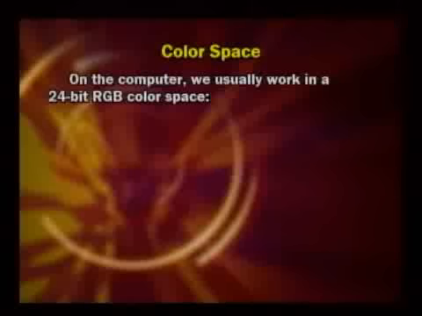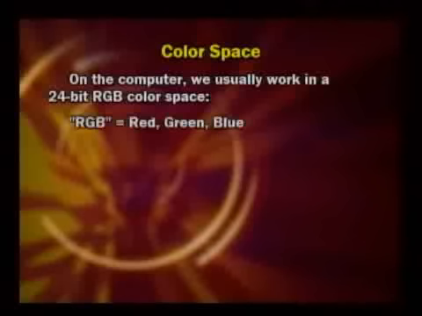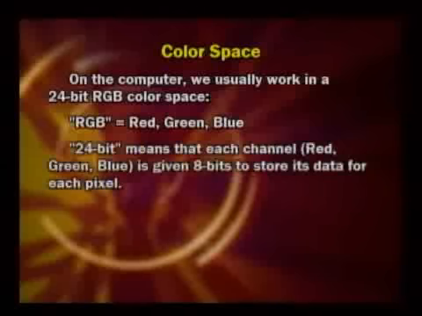When we're working on the computer, we work in what we call a 24-bit RGB color space. Anybody want to field a guess as to what RGB stands for? Red, green, blue. Very good. Every color is made up of varying amounts of red, green, and blue. The 24-bit part means that each channel, the red, the green, and the blue, is given 8 bits. We're talking about binary numbers here, to store its data for each pixel.